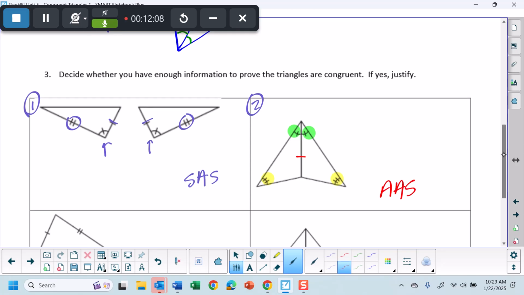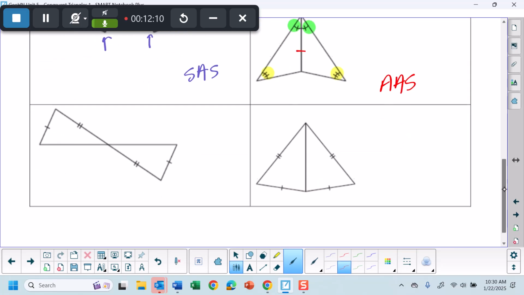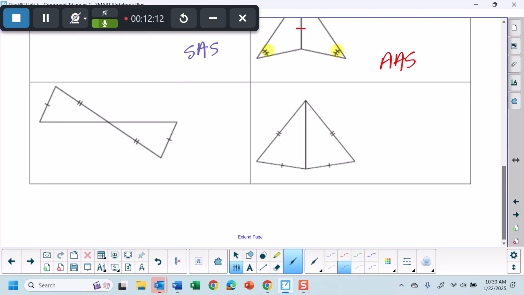All right, are you ready? With your partner, talk about these 2. Go. Side, angle. Wait, that wasn't angle. So we got side.